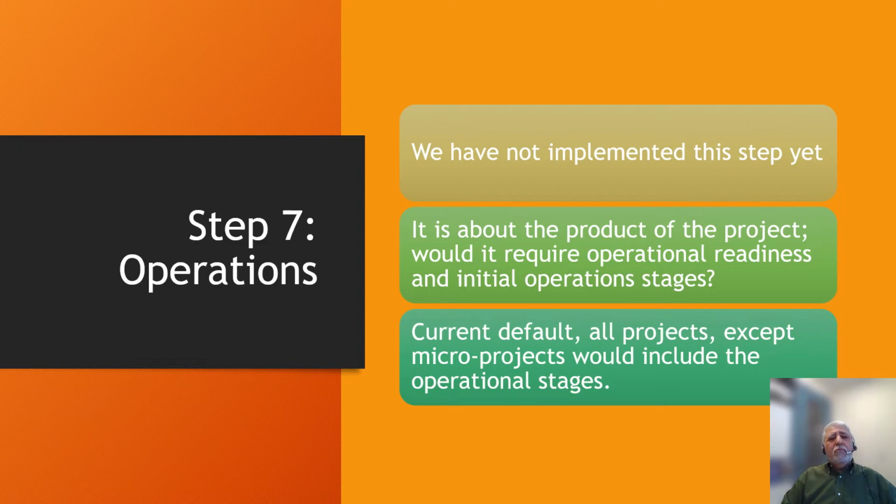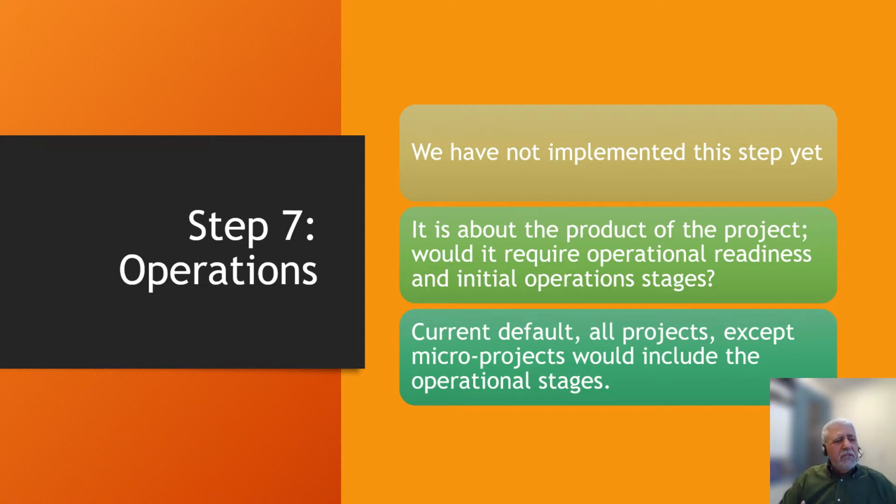Step number 7 is about operation, and that's not implemented yet. We have not included question 7. The reason we didn't implement it yet is because we believe most projects would have some kind of operation. What do we mean by operation? We mean at the end, once the product is complete, would there be some kind of operation? For example, if it is a facility, like a hotel, yes, we need to operate the hotel. If it's software, we need to have end users. That's operation. We use the word operation to mean that basically there is some work.